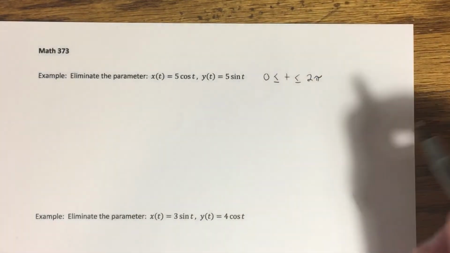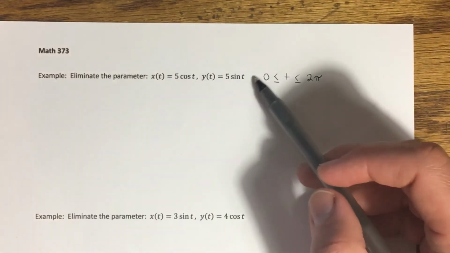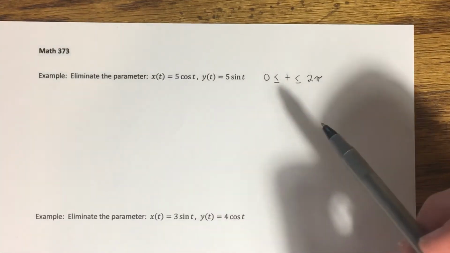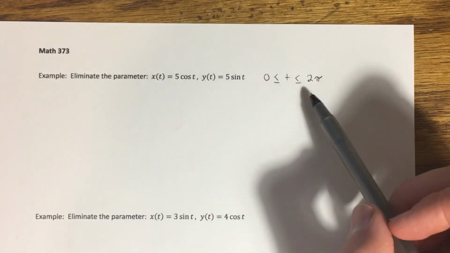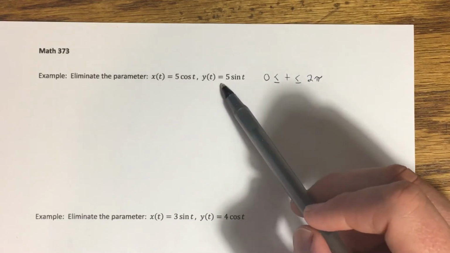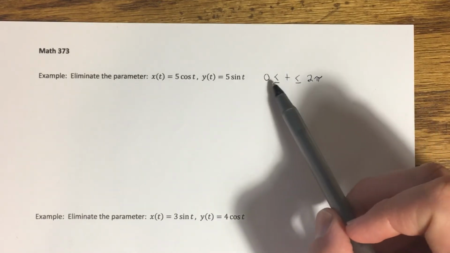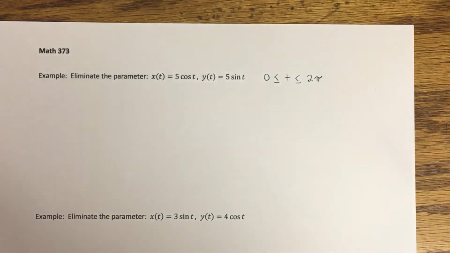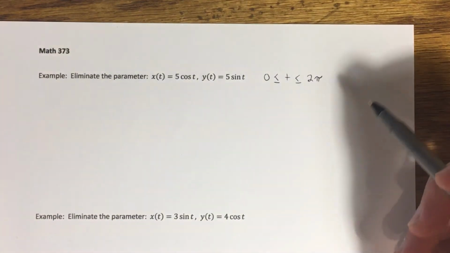t is between 0 and 2 pi. And you'll oftentimes see this written after a set of parametric equations. What this means is that if I were to graph these, I would only use values of t that live between 0 and 2 pi. Again, that's going to be more important in 10.7.